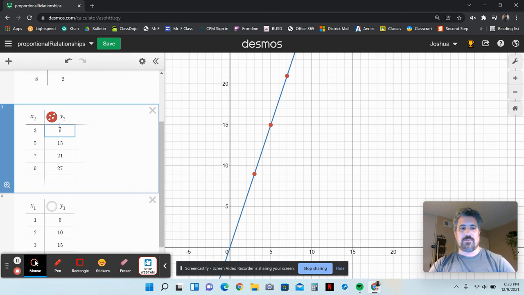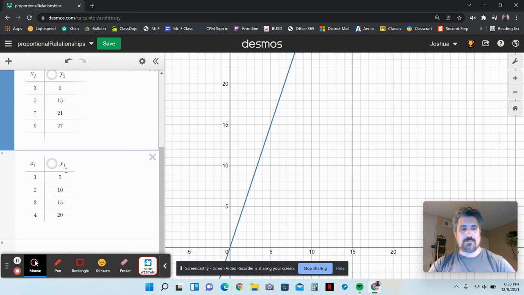So if it's y equals 3x, that means that x times 3 is y. 3 times 3 is 9, 5 times 3 is 15, 7 times 3 is 21, 9 times 3 is 27, and then all the dots line up and it goes through the origin. So the ratios stay the same throughout the table. If the ratio is the same throughout the table, it's proportional. If the ratio is not the same throughout the table, it's not proportional.